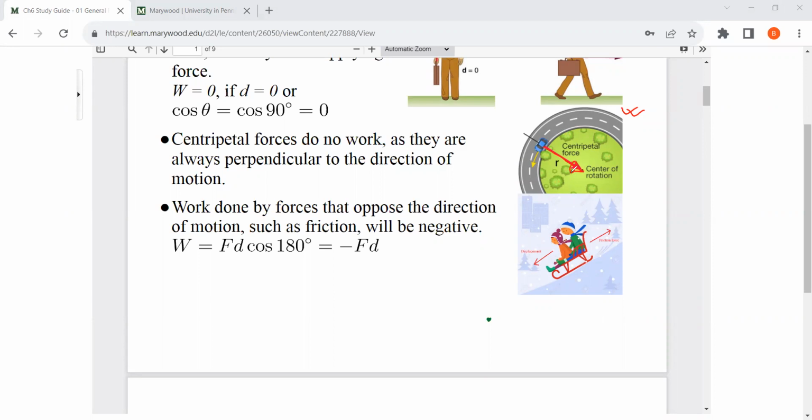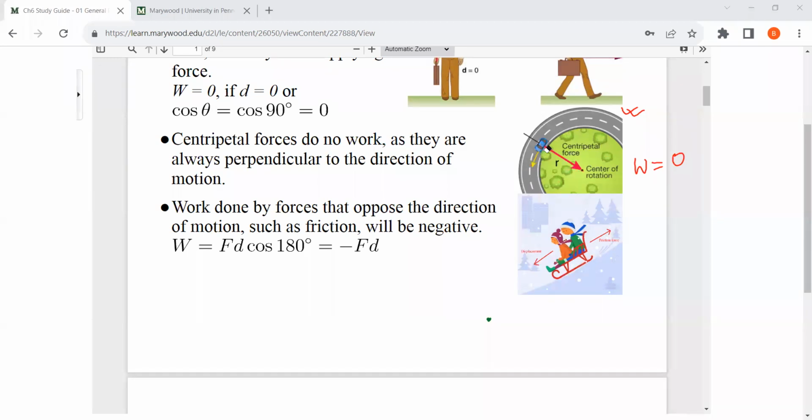In this case the displacement is along the tangent. This is the tangent. The displacement for this particular position is in this direction. Tangent and radius are always perpendicular to each other, so this angle is always 90 degrees. Because cosine 90 degrees is 0, the work done by the centripetal force is 0. The angle between the force and the direction of the displacement is 90 degrees.